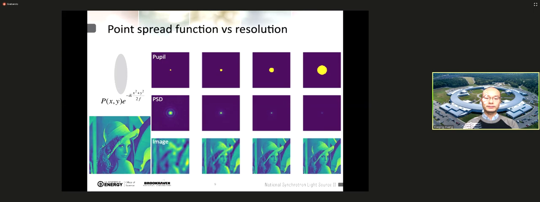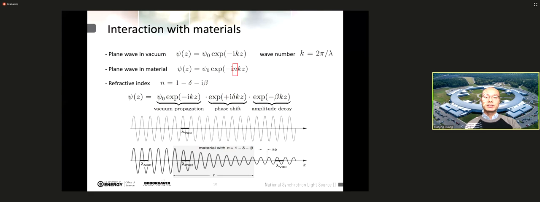Okay, now in order to create an image, we have to have contrast to see the features we want to see. In the X-ray regime, the interaction between the light and the material can be described by the refractive index. And in the X-ray regime it is a complex number: 1 minus delta minus i beta. If we plug this refractive index into the wave function, we can break this exponential term into three parts. The first part comes from the first term. That's just free propagation in vacuum.